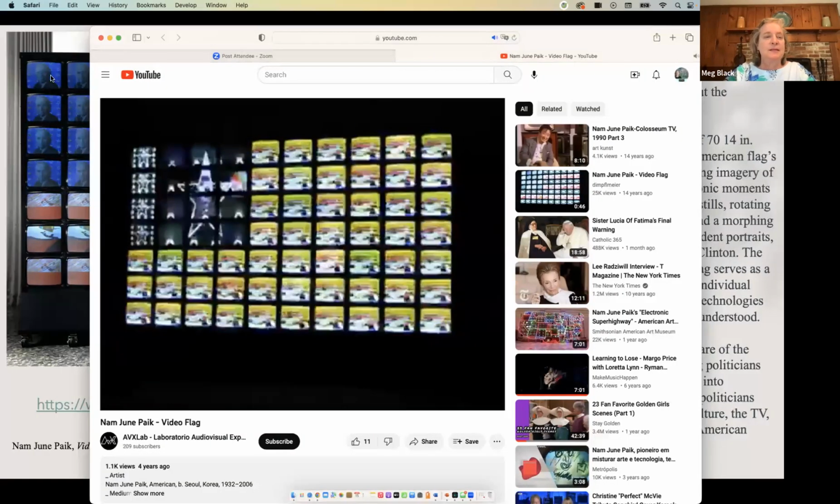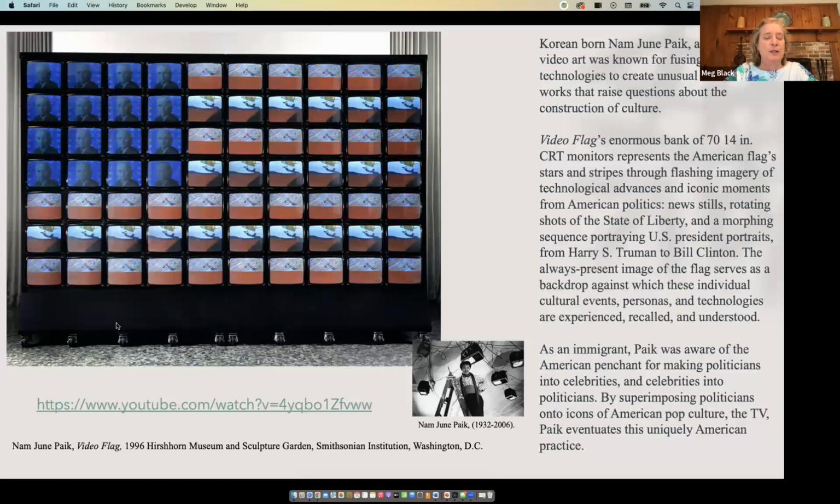All right, so we did work. This is what happens when you are standing in front of this. This is by Nam June Paik, and it's at the Hirshhorn Museum and Sculpture Garden, part of the Smithsonian in Washington. It's the American flag, made of all these television screens. This is from 1996, and it shows every US president, from Harry Truman to Bill Clinton, coming onto these screens. And the idea is he's from South Korea.